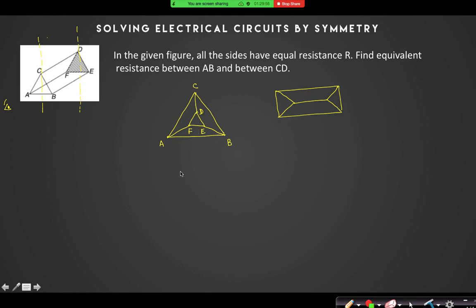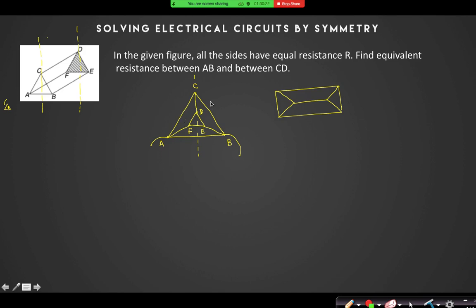Then it is easy to understand that when I am connecting the battery between A and B, this is the line joining the sources. Can you see a symmetry along this line? Yes or no? Yes sir. So what type of symmetry is it, vertical or horizontal? Vertical line.